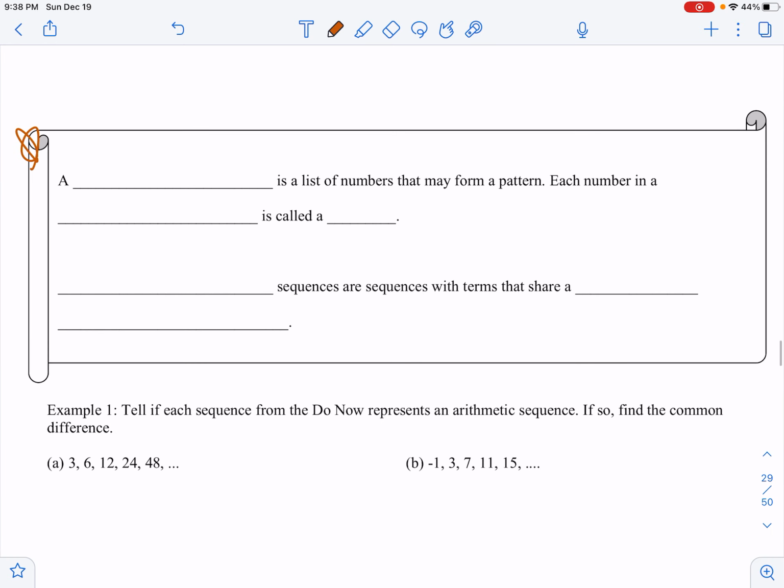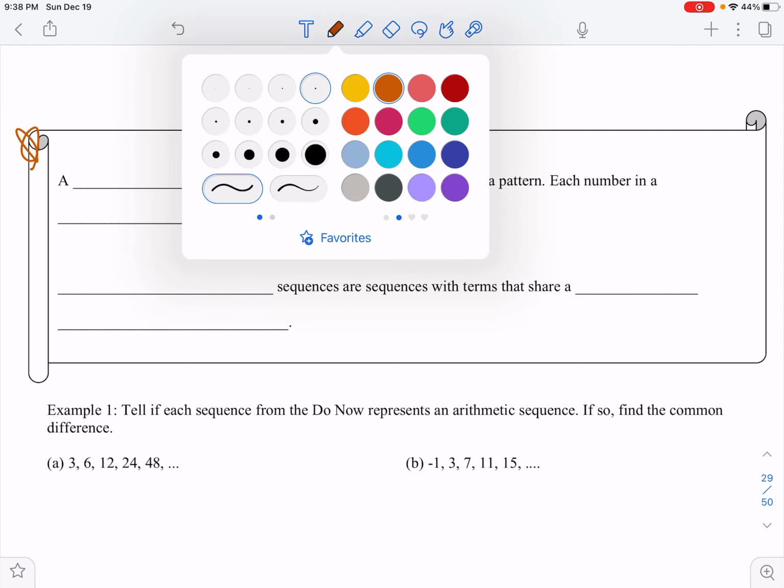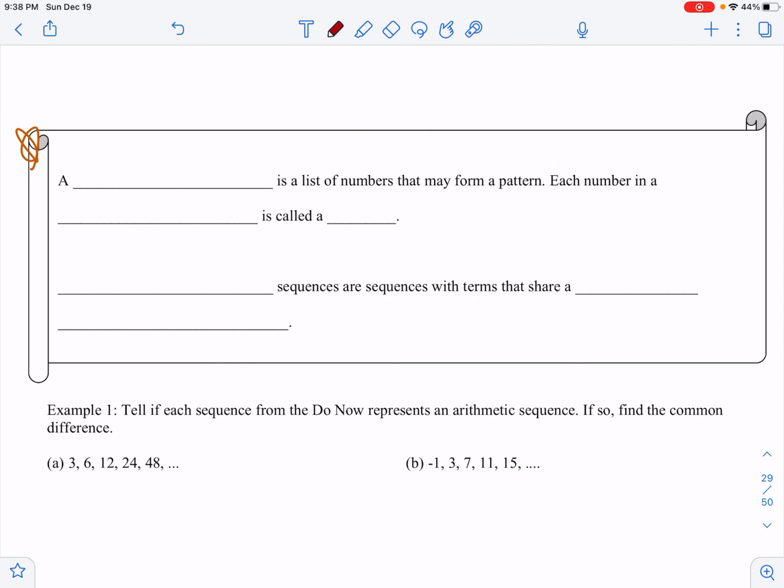I'm currently on page 28 of our packet. So last week we went over sequences and we learned about two different types of sequences. The first one is called arithmetic sequences, okay?